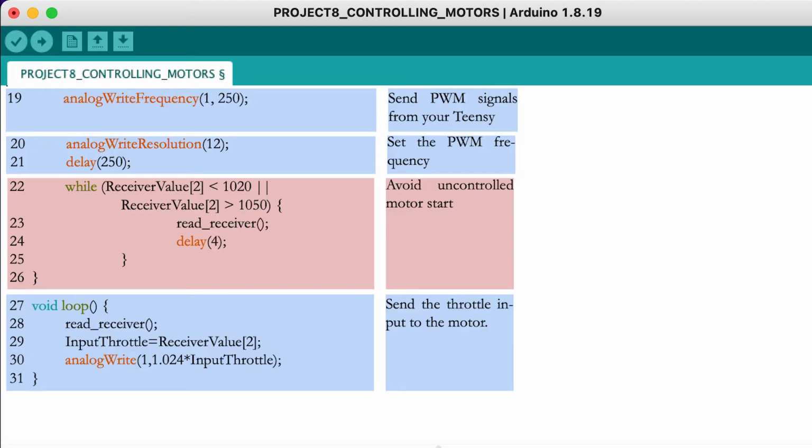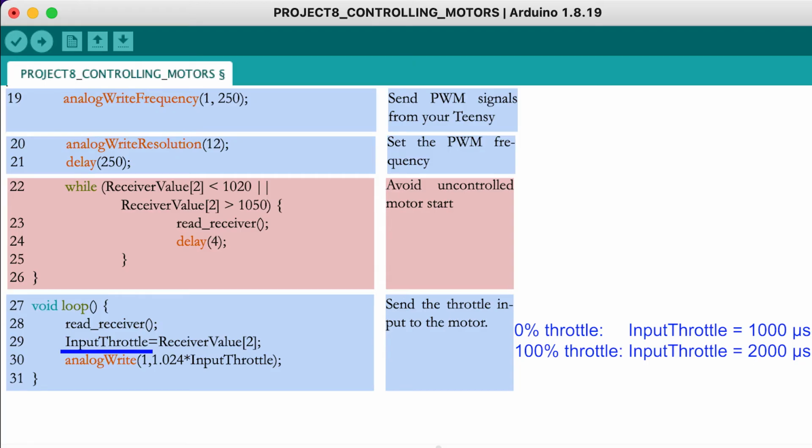In the loop part, read the throttle signal sent from the receiver. The value of the throttle ranges from 1000 microseconds, meaning no throttle, to 2000 microseconds, meaning full throttle. You send this value to pin 1 and subsequently also the ESC and motor 1 through the analogWrite function. Remember to convert the throttle values in microseconds to their 12-bit equivalent by multiplying them with 1.024.